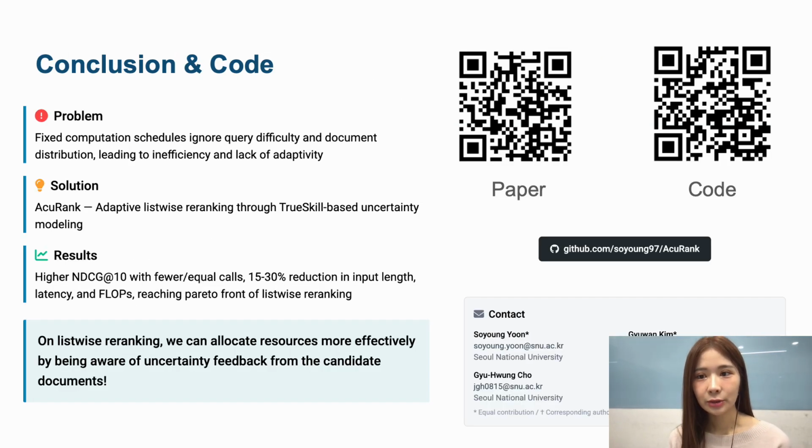To summarize, list-wise re-ranking using fixed schedules ignores difficulty and distribution, causing inefficiency. By reallocating compute using uncertainty feedback, AcuRank pushes the Pareto frontier: higher NDCG@10 with fewer or equal calls, and notable reductions in input lengths, latency, and FLOPs. Implementation details and code are linked here.